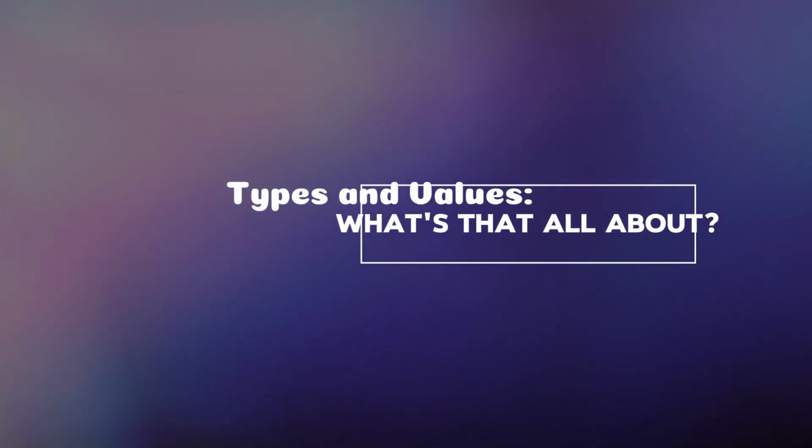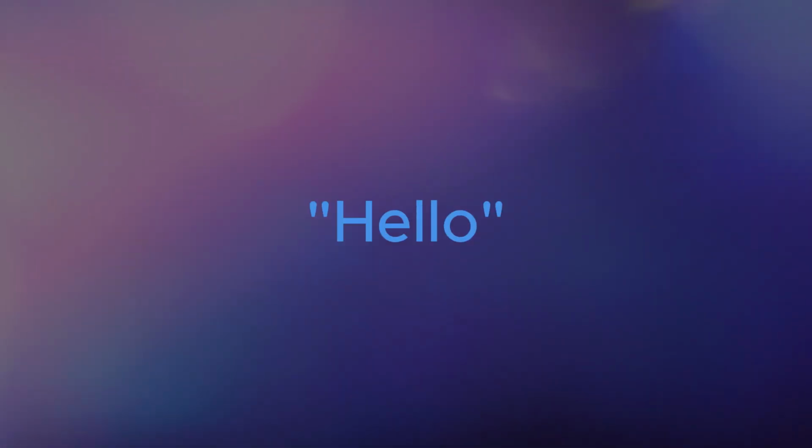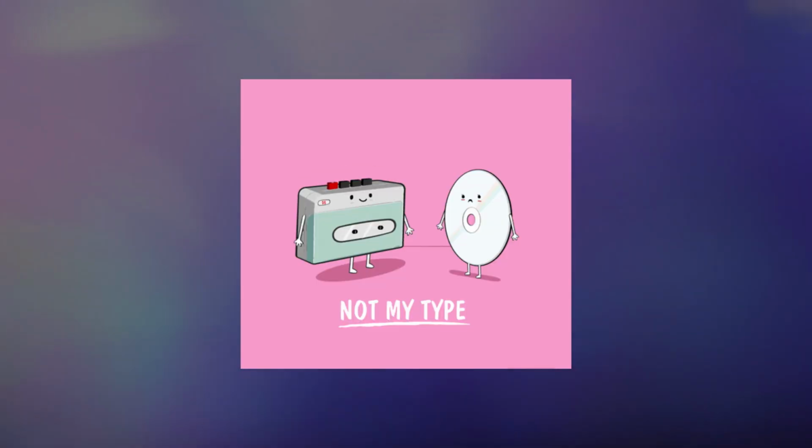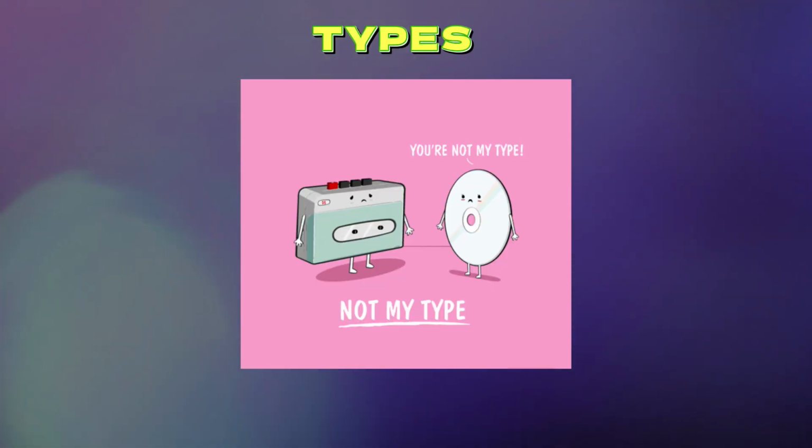Types and values. What's that all about? We've talked about values, things your program works with, but types tell the program what kind of operation it can do with those values. Let's break it down.